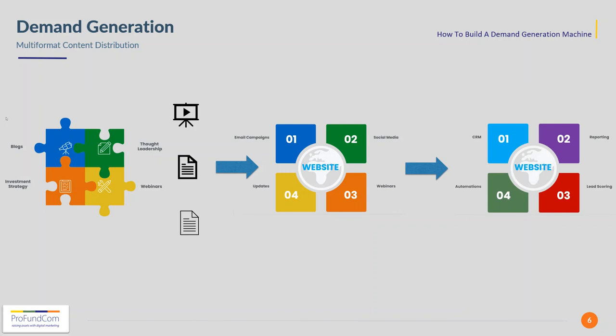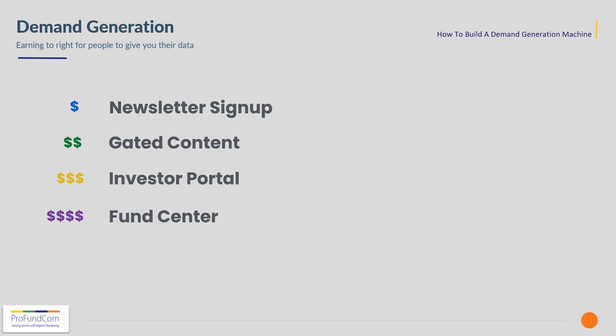But demand generation comes at a cost. As a fund marketer, you have to earn the right for people to give you their email addresses, to sign up to updates, to engage with you over social, and to attend the webinars or investor calls that you're running. And they have to leave their data behind. That's a right you have to earn. This is the purest sense of demand generation, where people are leaving their details for your content. So it comes at a price.